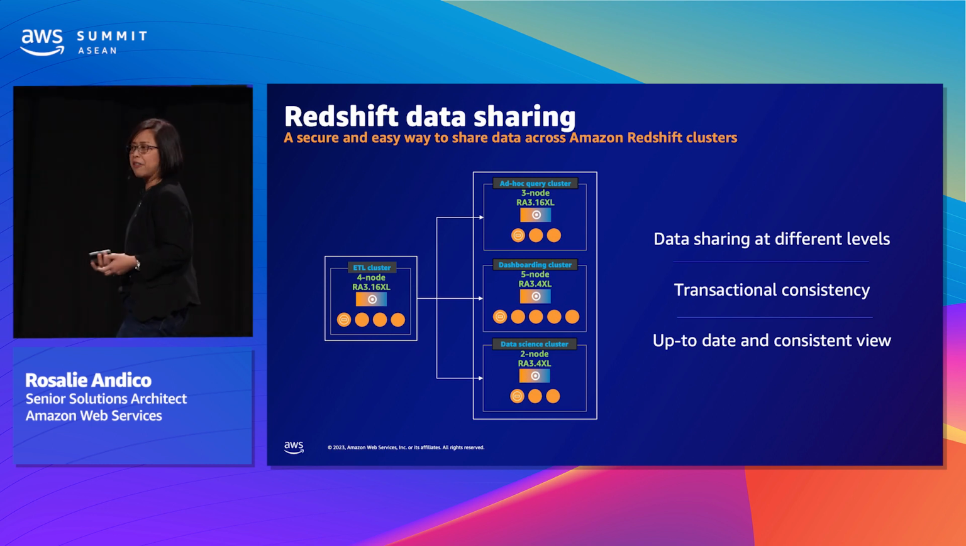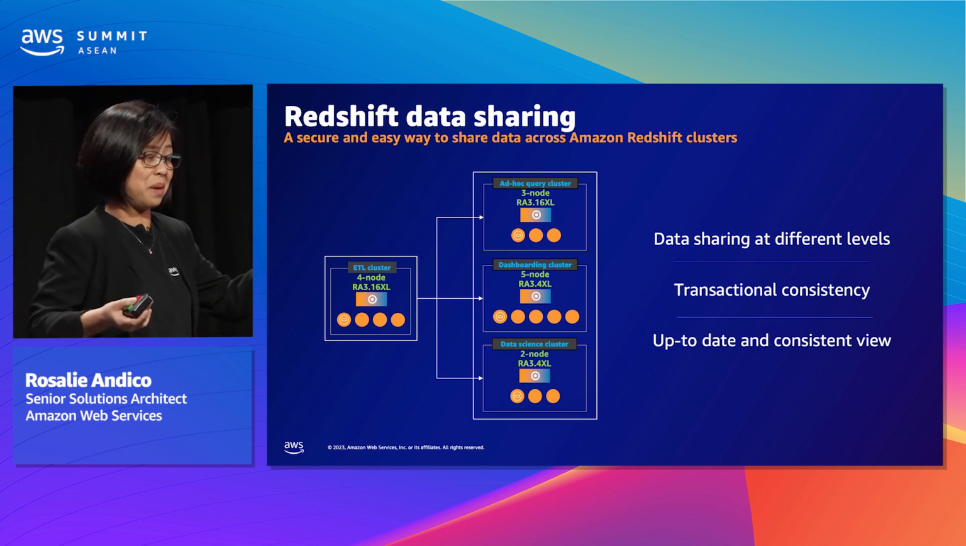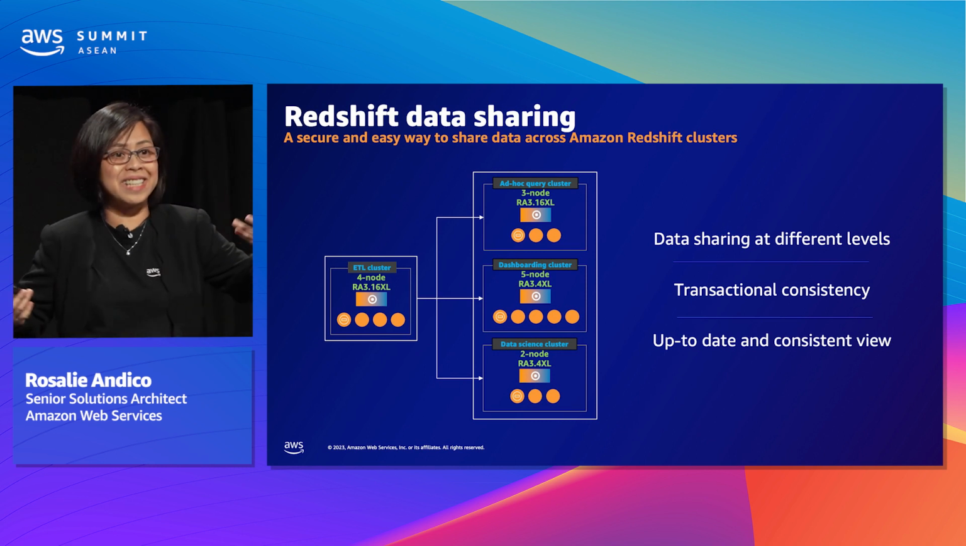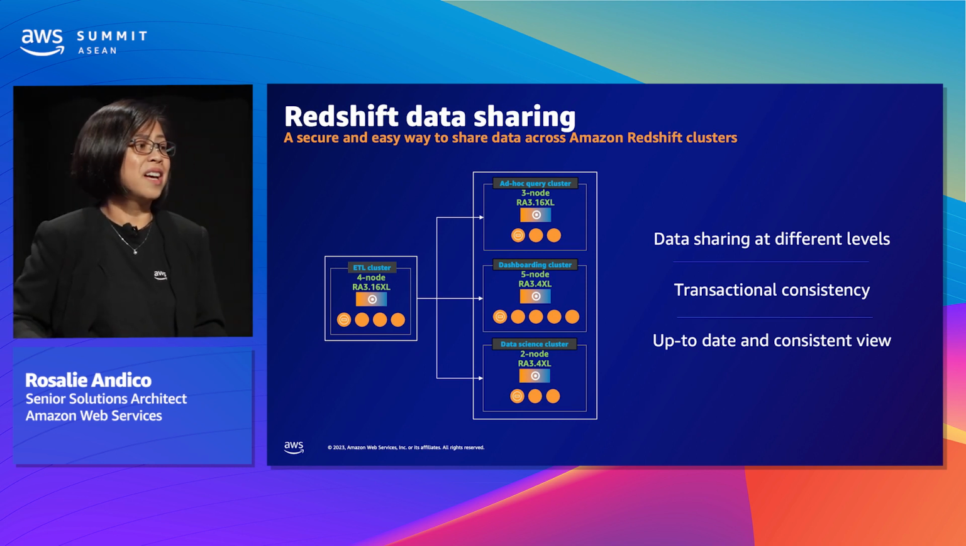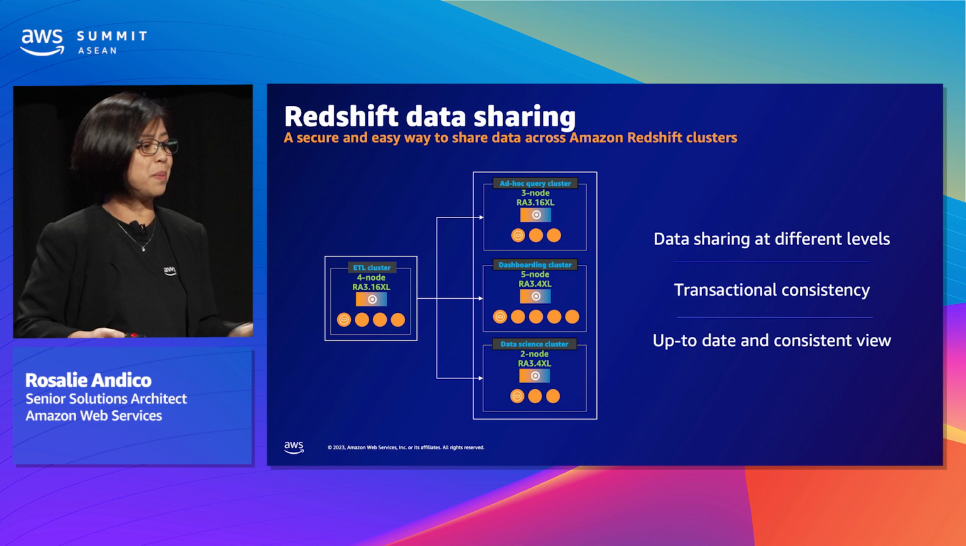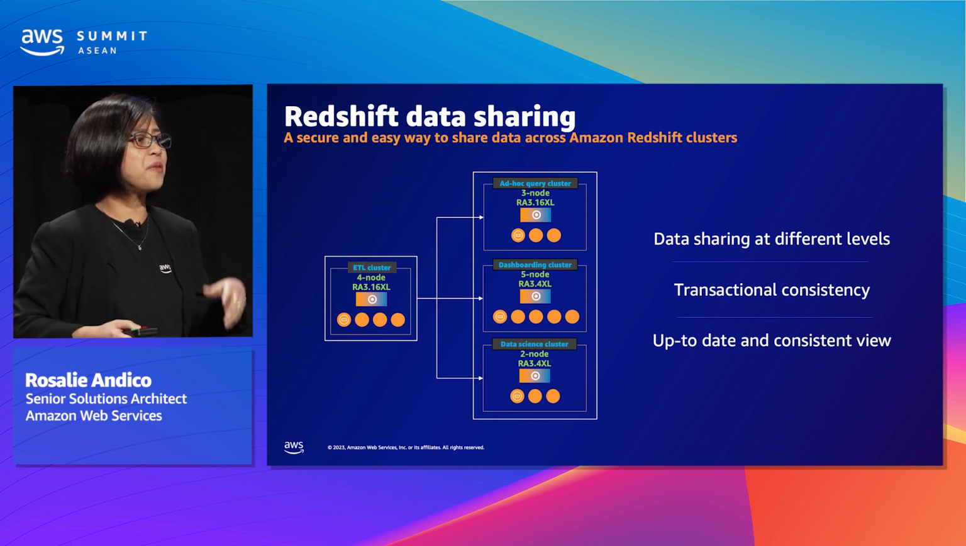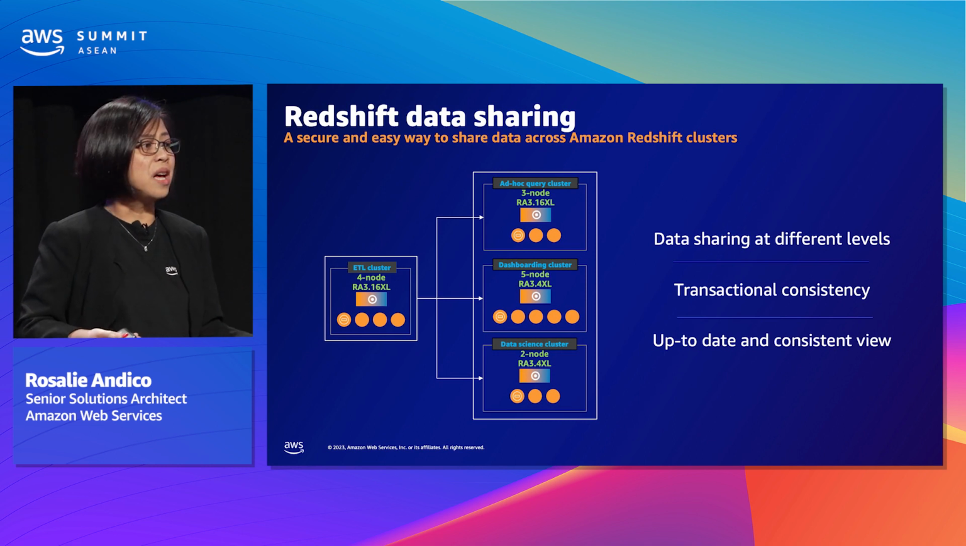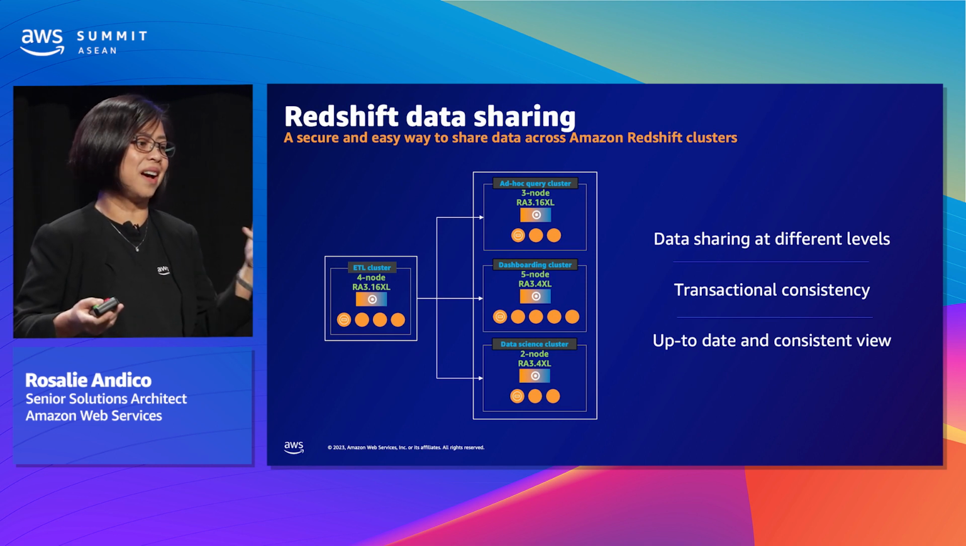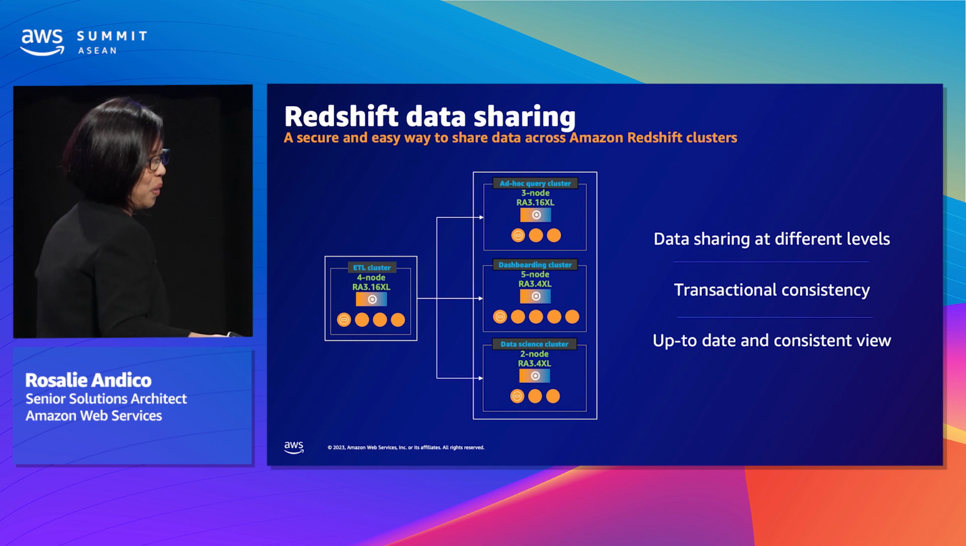Amazon Redshift data sharing also allows you to share data at different levels. You can share data at the database level, at the schema level, at the views level, at the table level. And it is very straightforward to configure. I have here a demo to show you. It's going to be quick. Here's hoping we can all follow.